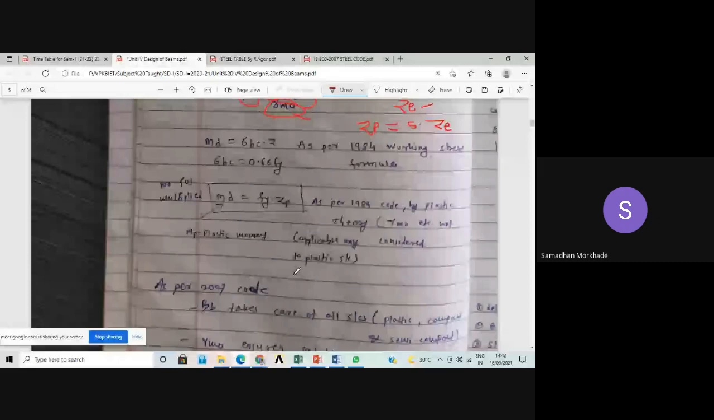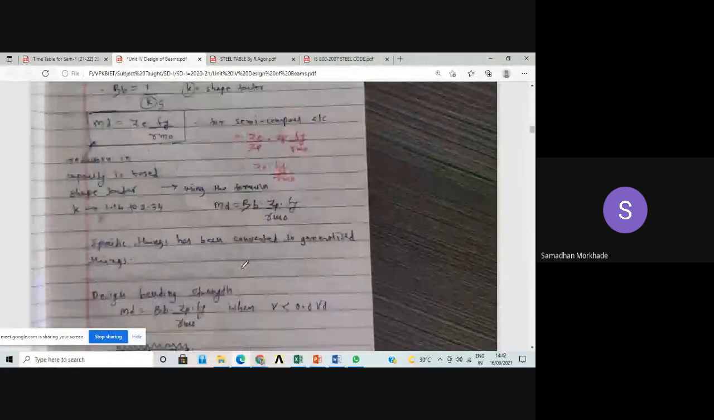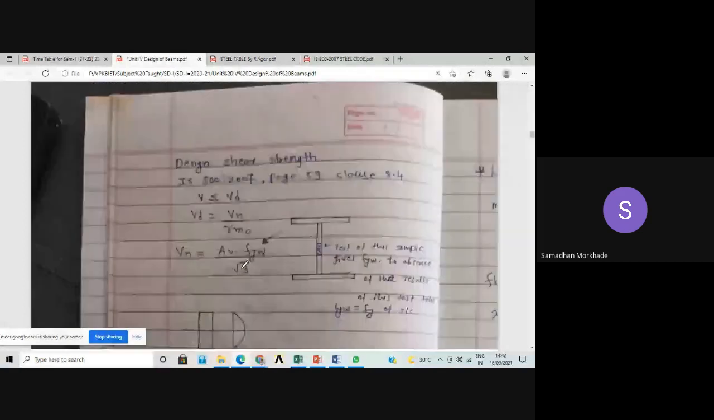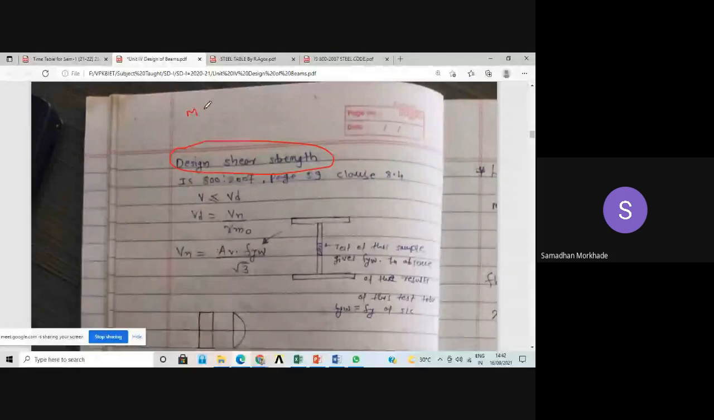Similarly, we have to calculate the design shear strength also. So how to calculate design shear strength? Yes, design shear strength Vd. So V shall be less than or equal to Vd, just as M shall be less than or equal to Md. Here M is the bending moment, Md is the design bending strength, V is the shear force and Vd is the design shear force.